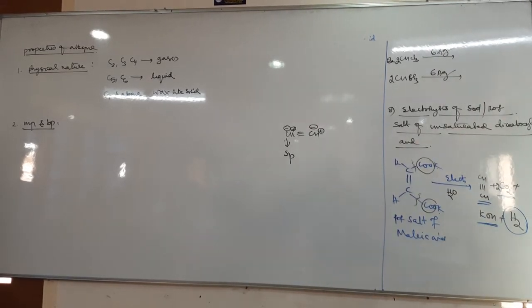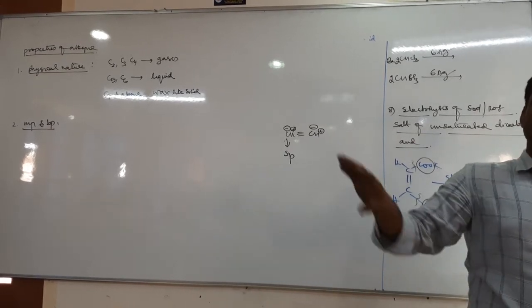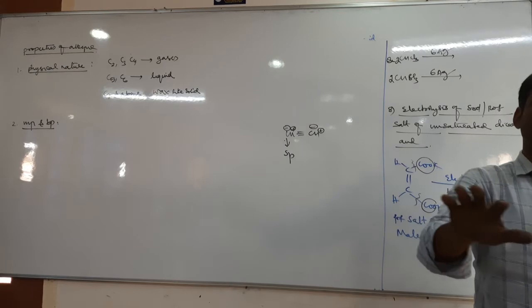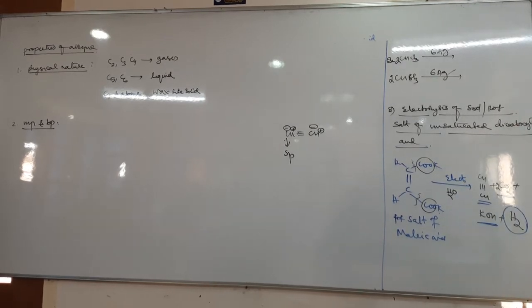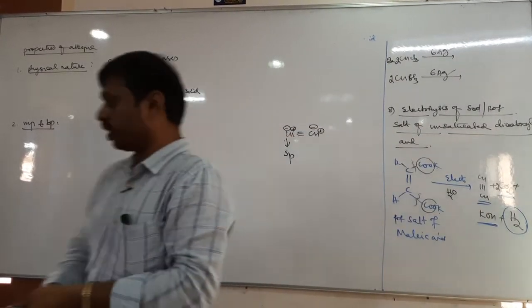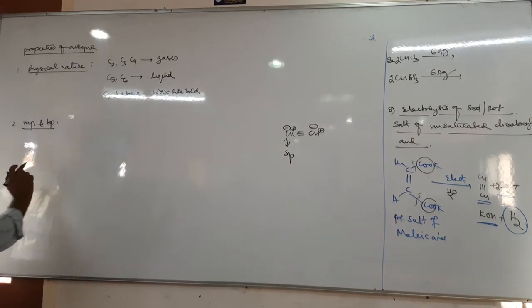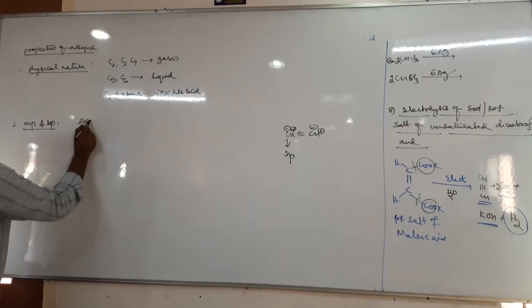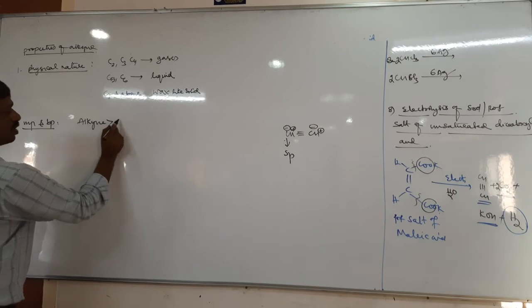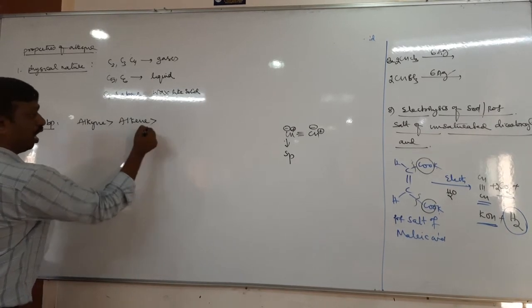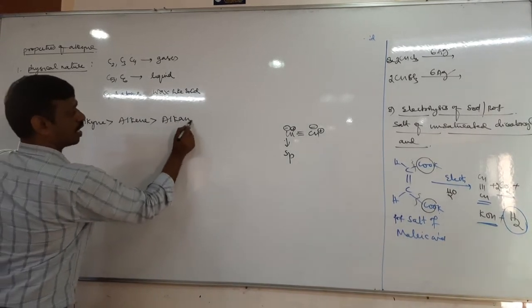They are soluble where? In organic solvent. But when you compare the solubility, alkyne is more soluble compared to alkene and alkane, comparatively. Otherwise we can say insoluble in general. So you write one sentence, enough: the melting point and boiling point of alkyne is more than alkene, alkene is more than alkane.